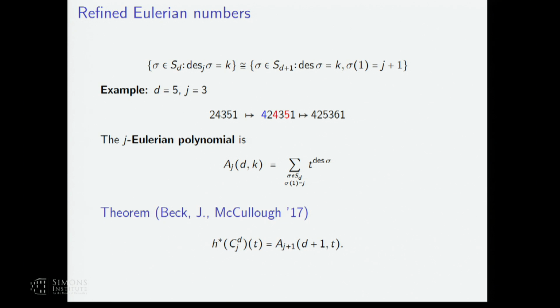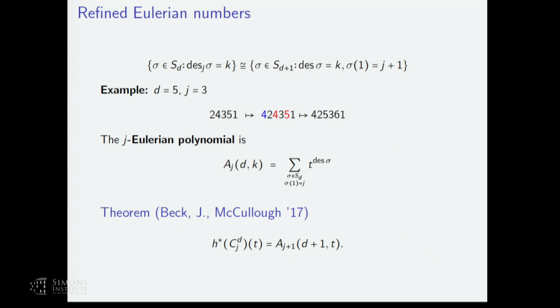So what's the idea? Well, proof by example. Let's say we have d equals 5 letters and we have j equals 3, which means a permutation that starts with a letter 1, 2, or 3 gets an additional descent. So how can I simulate this by looking at permutations on d plus 1 letters? Well, I just put a letter j plus 1, in this case 4, in front, and then I would exactly get this additional descent. And just putting a letter 4 causes problems because now we have two 4s, but then we just move everything up once, and we won't change the relative position of the other letters.